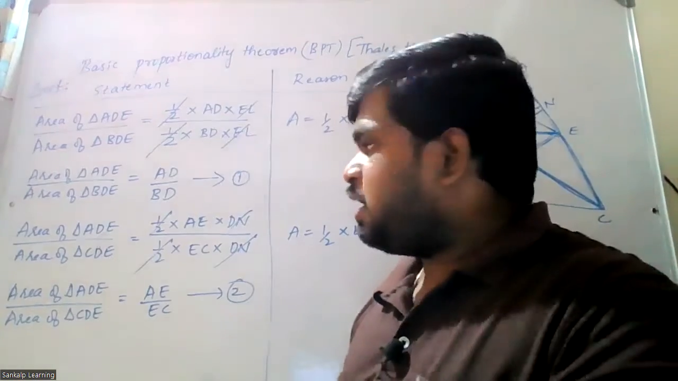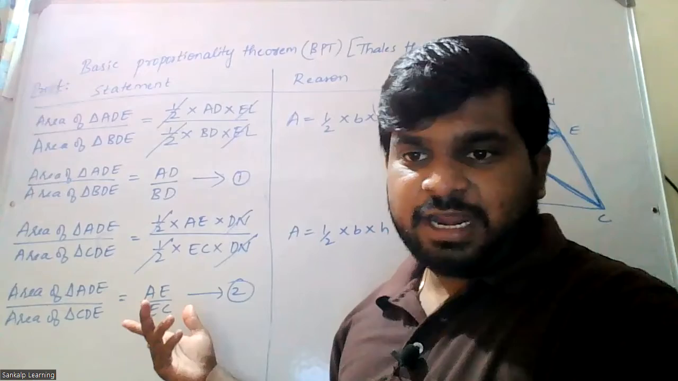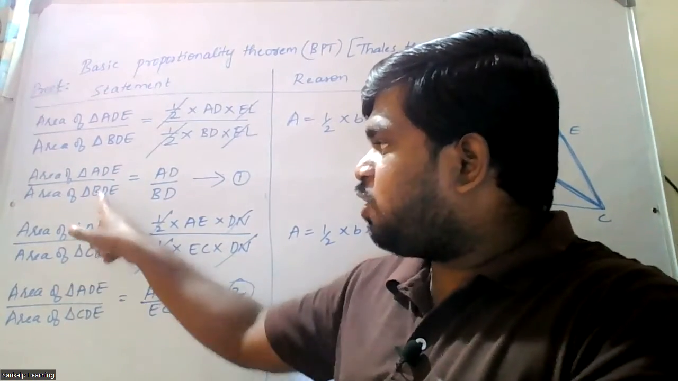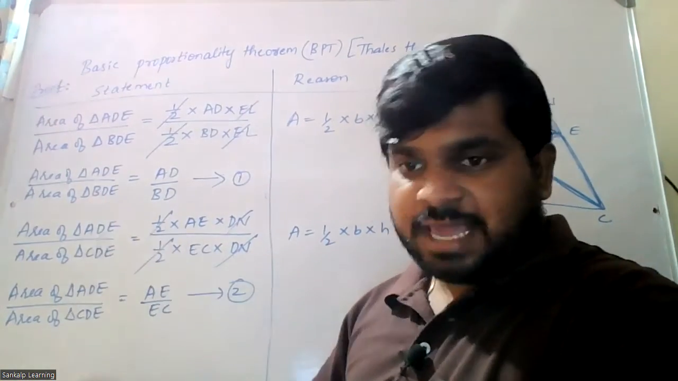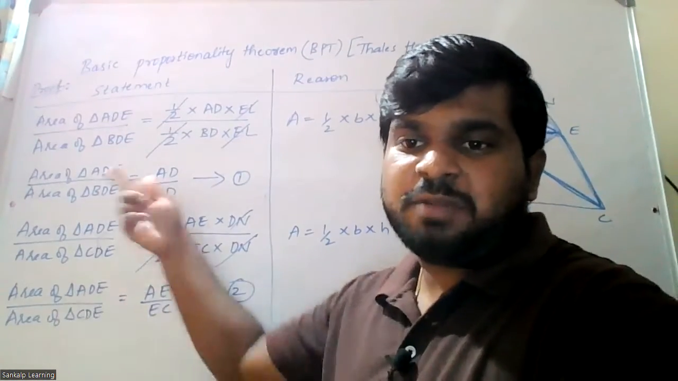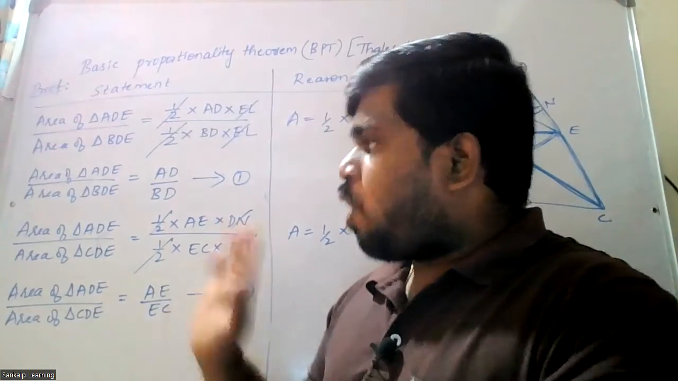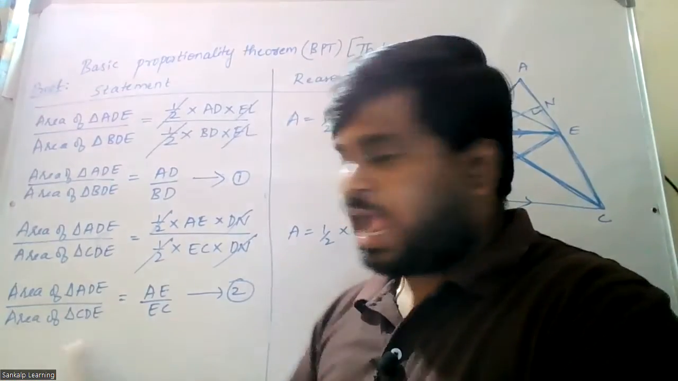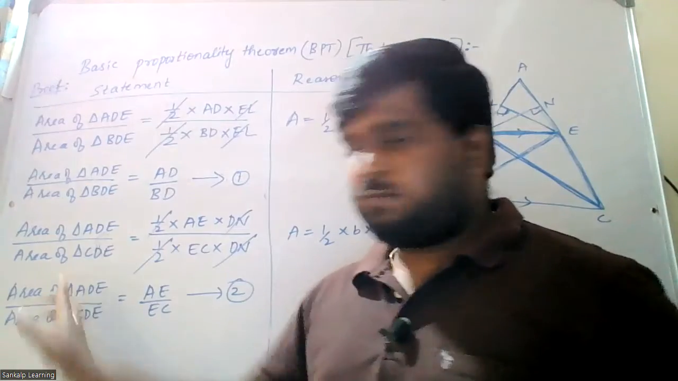Now, if you observe properly, the numerators are the same. You get area of triangle ADE here, and here also you get area of triangle ADE. So the numerators are the same. Only the denominators are different. Here you get triangle BDE, here you get triangle CDE. If these areas are also the same, then this entire thing and this entire thing will be the same, because numerator same, denominator same. Now, all we have to do is show that the area of triangle BDE and area of triangle CDE are equal. If we do that, this entire thing and this entire thing will become equal.